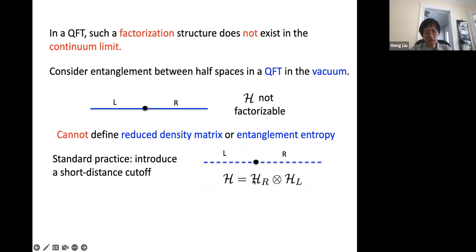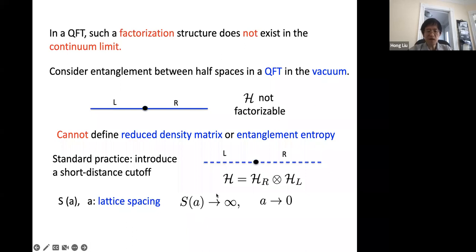And now in this case, you can define the reduced density operator, you can define the entanglement entropy. And of course, this entanglement entropy will actually depend on the lattice spacing. What happens is that in the continuum limit, when you take the lattice spacing a to zero, you find that this entanglement actually goes to infinity.